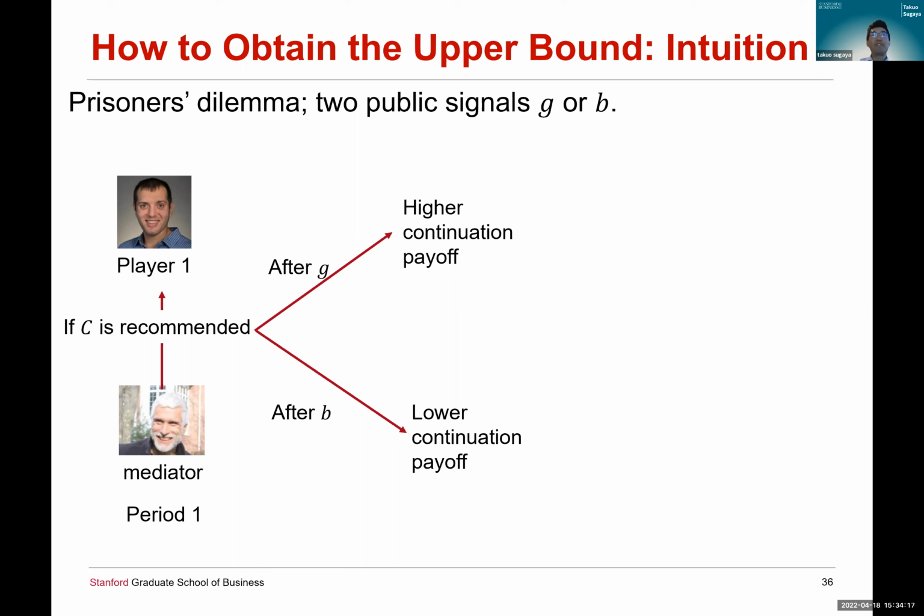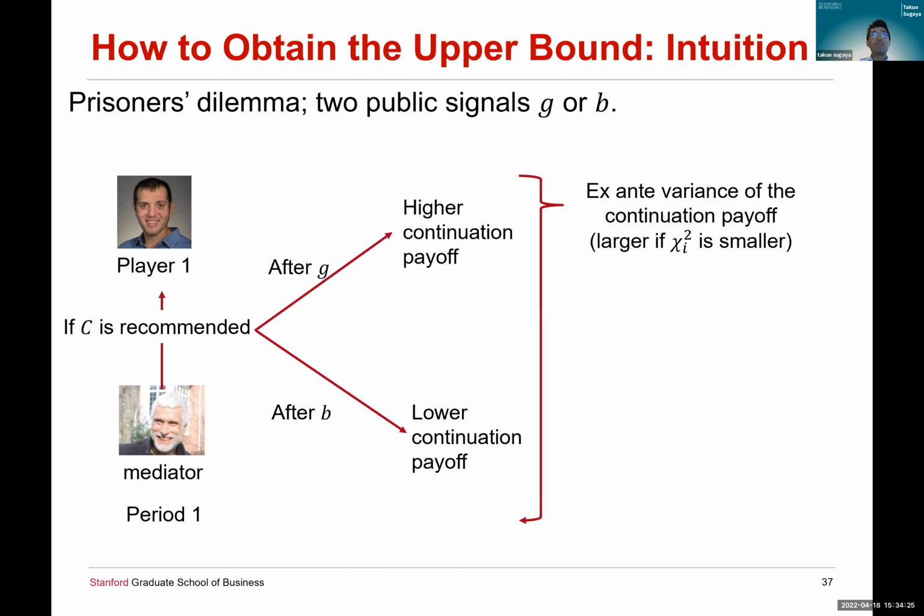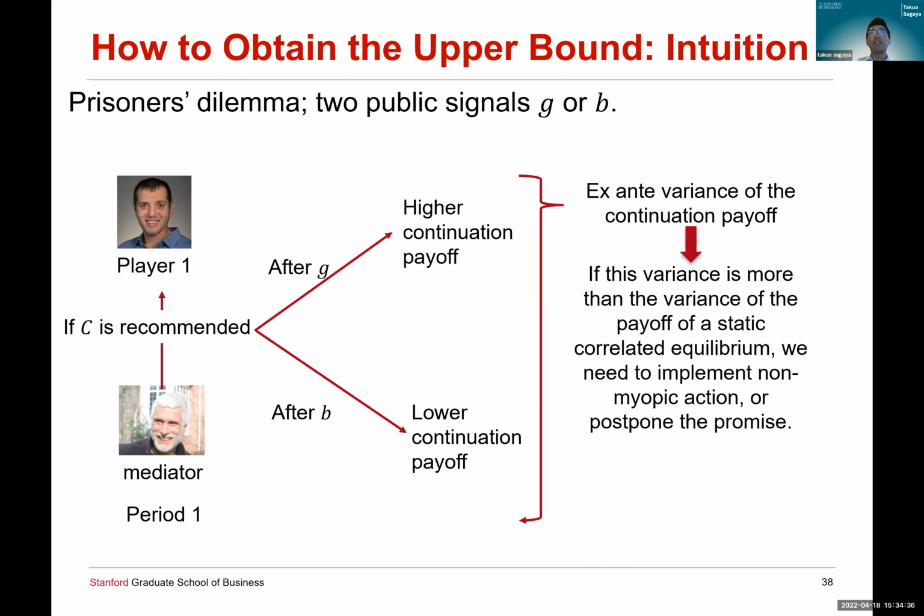Okay, and let's consider the continuation payoff distribution in period two from the ex-ante perspective. And supposing that from the ex-ante perspective, the variance of the continuation payoff is within the static correlated equilibrium payoff set, our upper bound says that that's okay, we don't need to worry about this. However, if that is more than the variance of the payoff of a static correlated equilibrium, then again, the mediator needs to implement something that is not a myopic best response.